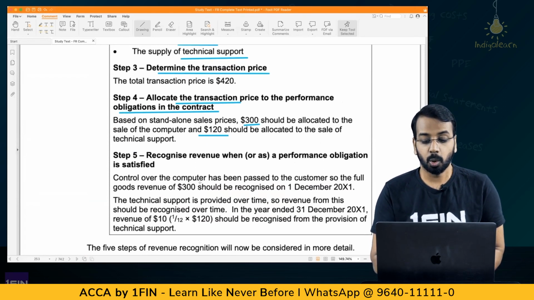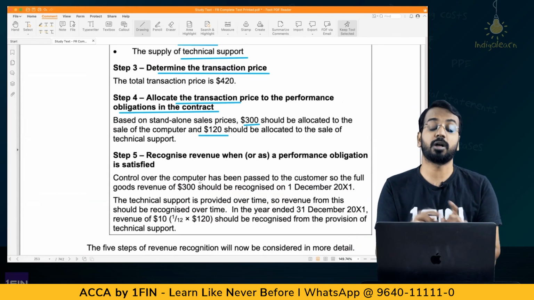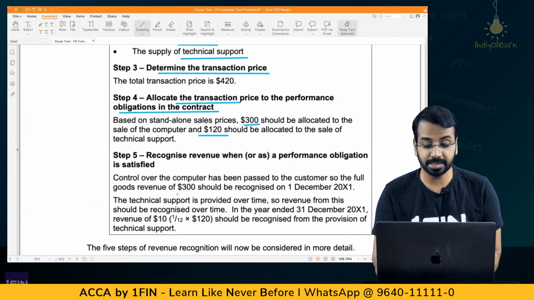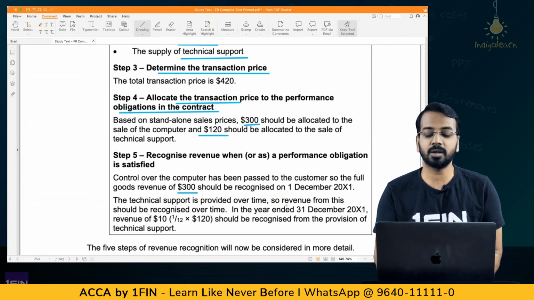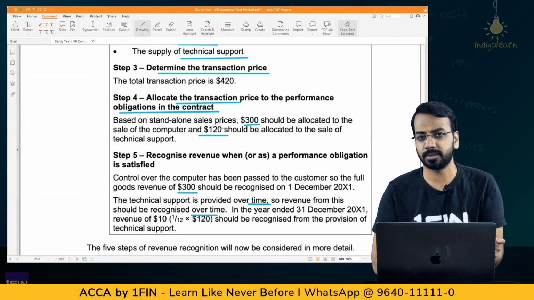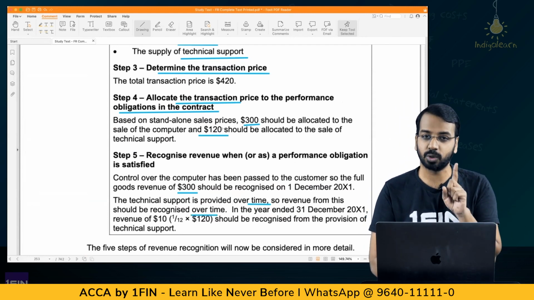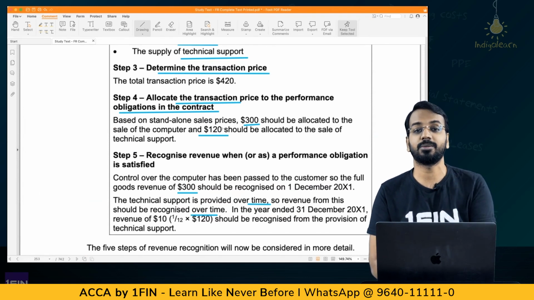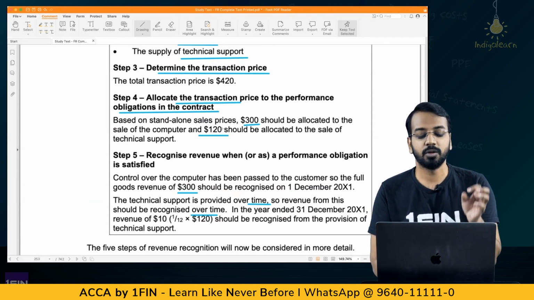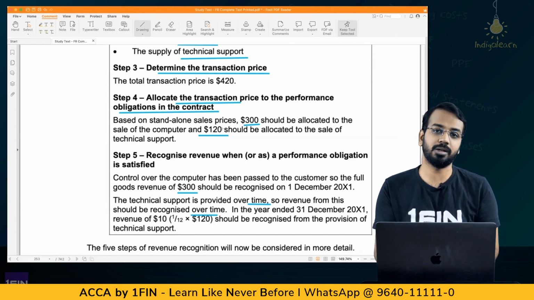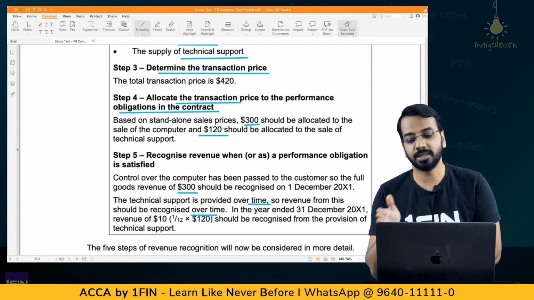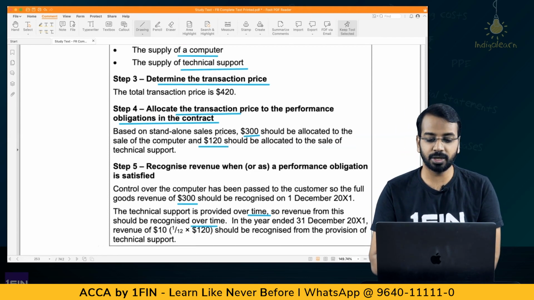So when the computer has been delivered, the control over the computer is passed. So this will be recognized as revenue on 1st of December. And the technical support is provided over a period of time. So revenue from this will be recognized over a period of time. We basically spread 120 over a period of 12 months. So in the current financial year, in December, there is only 1 month left. So for 1 month, the amount attributable is $10. So $10 will be recognized as revenue in the first year, and the balance $110 will be recognized as revenue in the subsequent year, right? So this is the summary of the 5-step process.